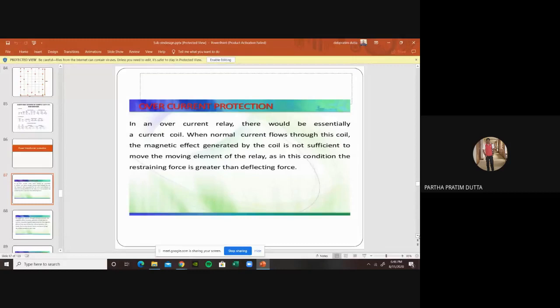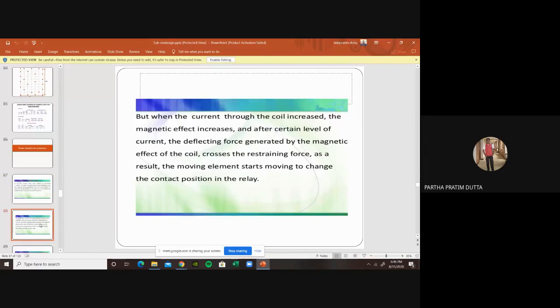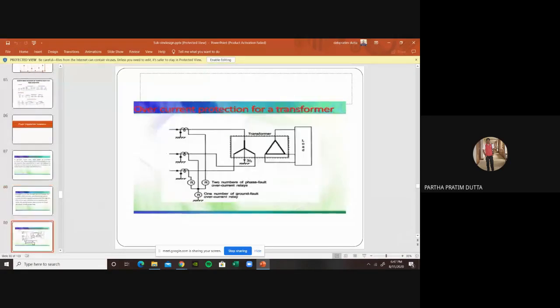That means when the overcurrent is flowing to a particular line, the CT feeds the secondary current to the relay, but the relay's restraining force is much greater than the deflecting force. When the magnetizing force is much higher than the restraining force, the relay operates. So when currents are greater, the magnetizing force will be greater. It beats the restraining force, and the overcurrent relay will operate. So that's how the entire operation is explained over here, and that is the circuit diagram.